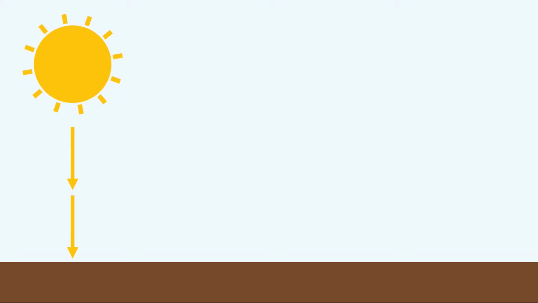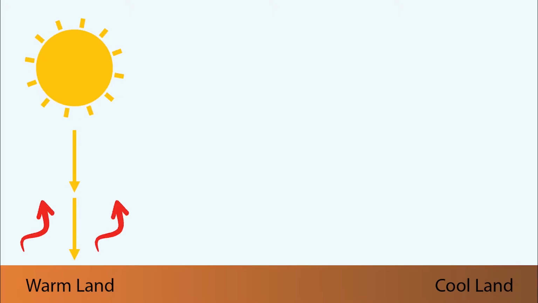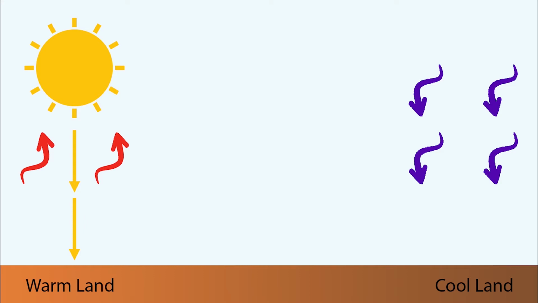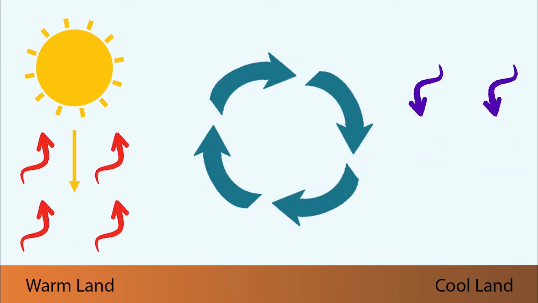Wind is simply air in motion. It occurs when the sun unevenly heats the earth. The warm land warms the air above it. That warm air rises. All of the cool air falls. This motion, warm air rising, cool air falling, creates wind, as you can see here.